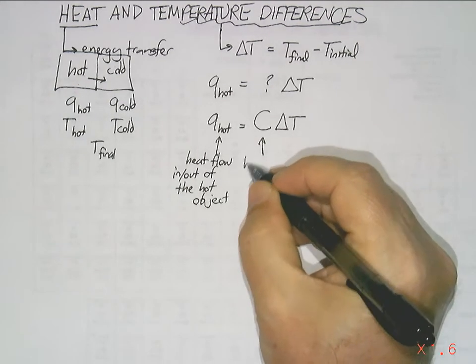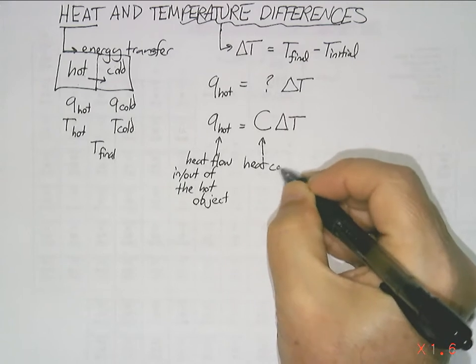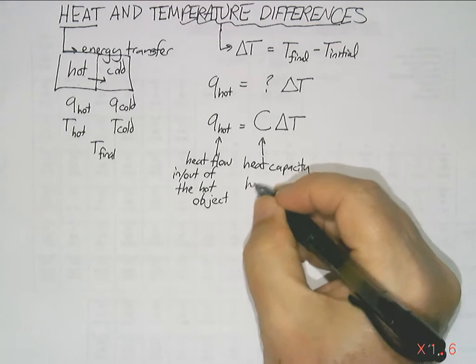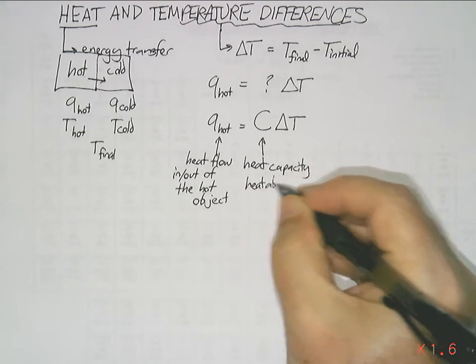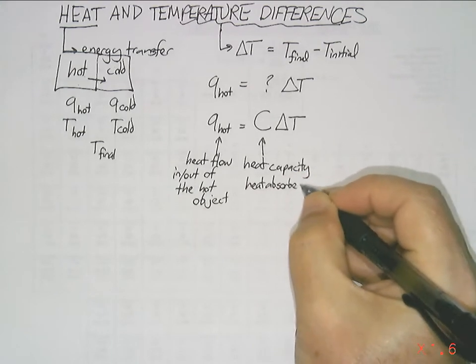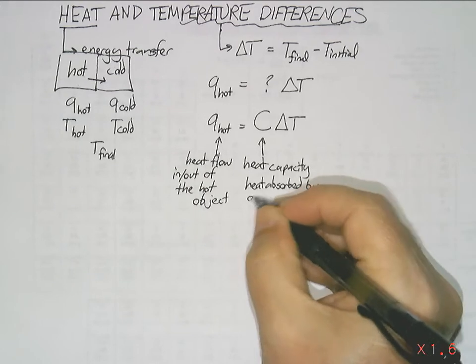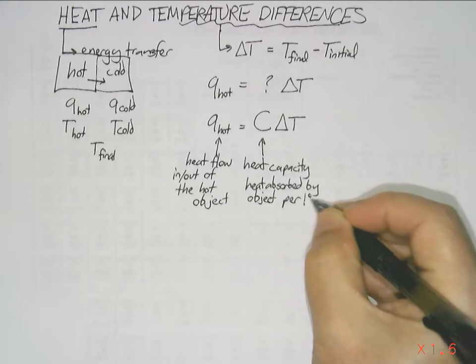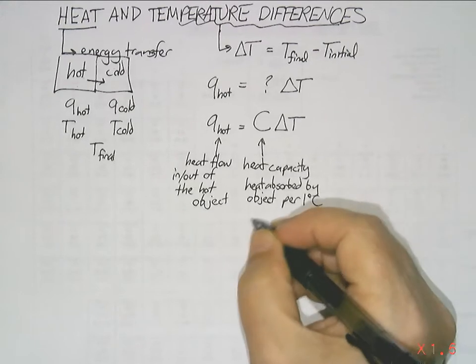This constant is called the heat capacity. It is the heat absorbed by the object per 1 degree of temperature rise.